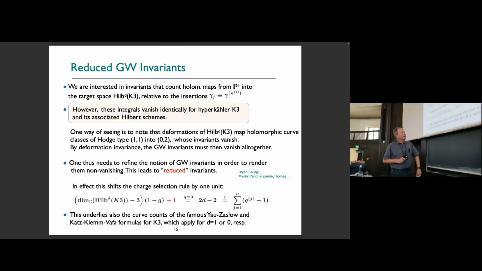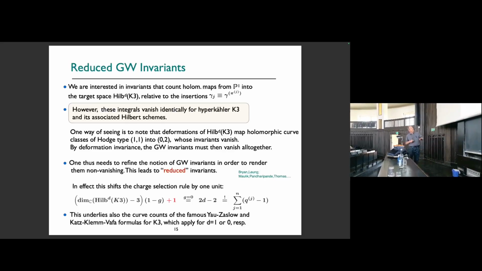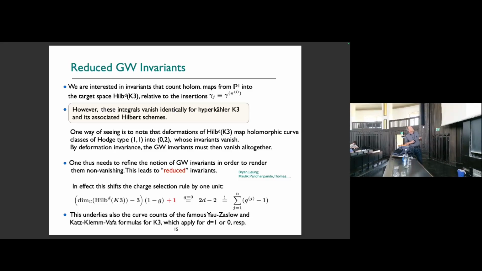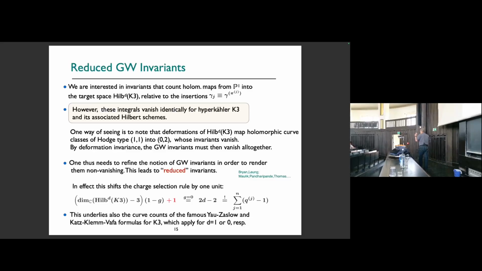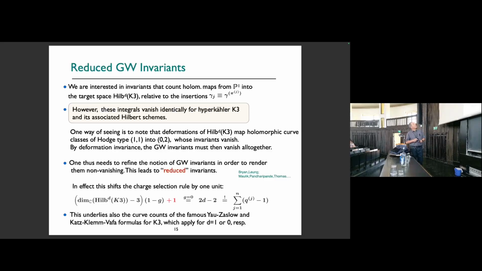Things, however, are not as simple, because actually it's much more complicated. We are interested in counting holomorphic maps from P1 into this Hilbert scheme of K3 relative to some boundary conditions, namely these curves we count must intersect the duals of these cycles. But it's a classic fact of hyperkähler geometry: there are no holomorphic curves generically in K3 and its associated Hilbert schemes. Yeah? So all these invariants a priori vanish. That reflects, of course, non-renormalization theorems and so on.